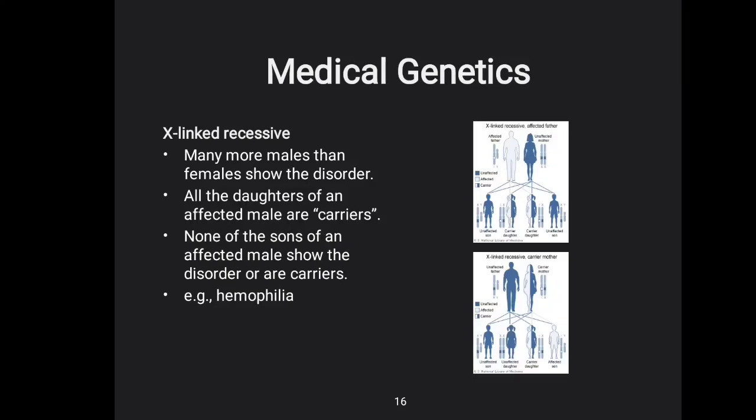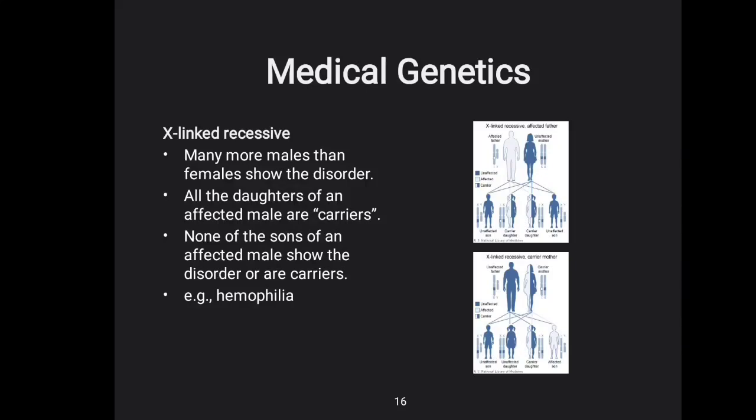Now the next pattern is X-linked recessive. As the name indicates, it belongs to the 23rd chromosome, and the X gene is present in both male and female. So many more males than females show this disorder. All the daughters of an affected male are carriers.